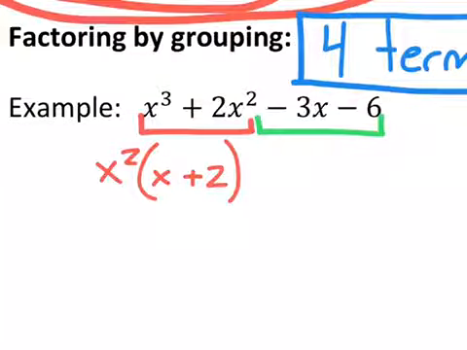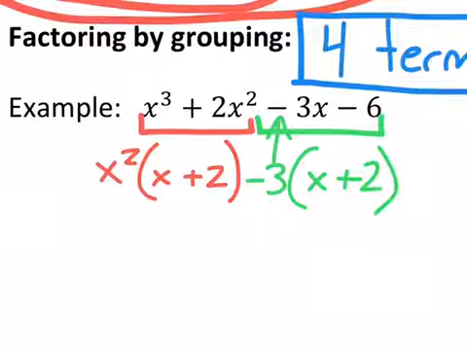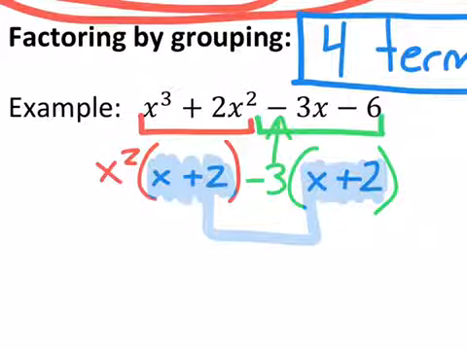plus 2. For the green piece, you always want, and this is just a general math rule, your leading term to be positive. So I'm going to need to take out a negative to make that positive. So negative 3 is the GCF for that, leaving us left over with an x plus 2. Now, you know that factoring by grouping is working correctly when these pieces match. If those pieces match, that means it's going to work.